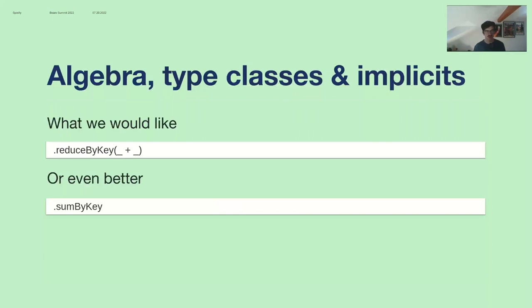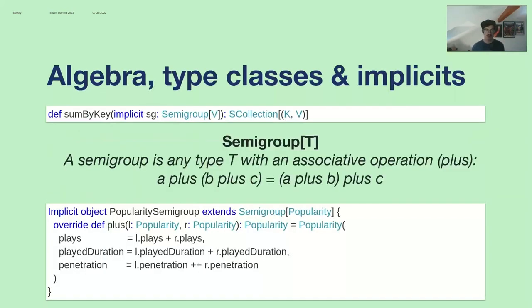What you would like to write is something more like this. You would simply say reduce by key, and then you sum the popularities. Or even better, you call sum by key, and the framework will be able to make the summation for you. And guess what? SCollection has a sumByKey function. Yeah, it's not really a surprise, right?